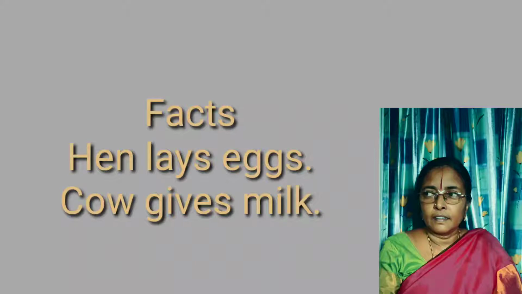When we are talking about only one hen, then we can say hen lays eggs. When we are talking about more than one hen, then we can say hens lay eggs. That is what is known as agreement of subject with verb.